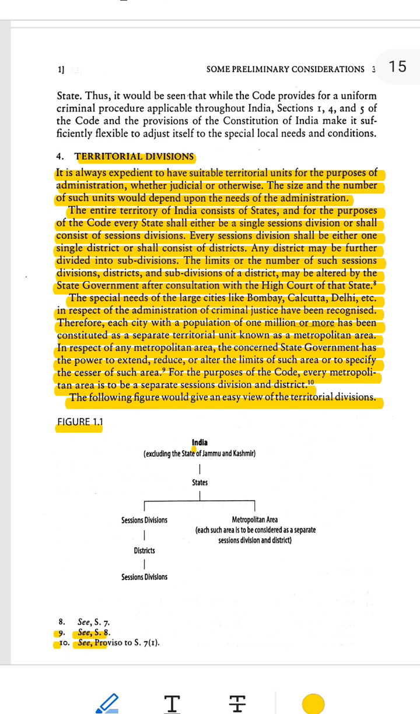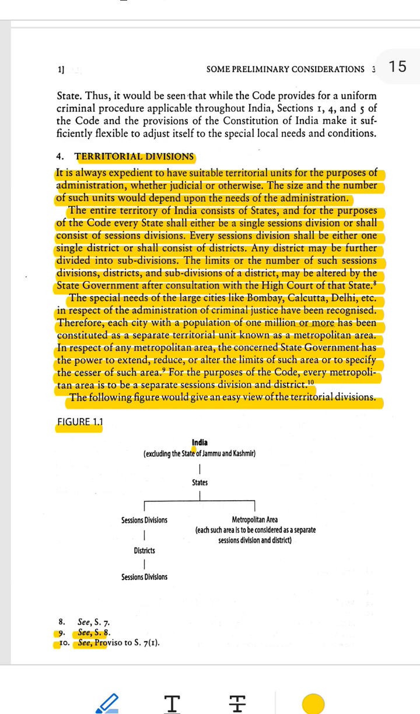3. Sessions divisions are divided into districts. Next, every sessions division is further cut into districts. A district is like a city or a large area. For example, in Uttar Pradesh, there are districts like Lucknow, Kanpur, and Varanasi. Each district has its own offices and officers to handle schools, hospitals, roads, and justice.